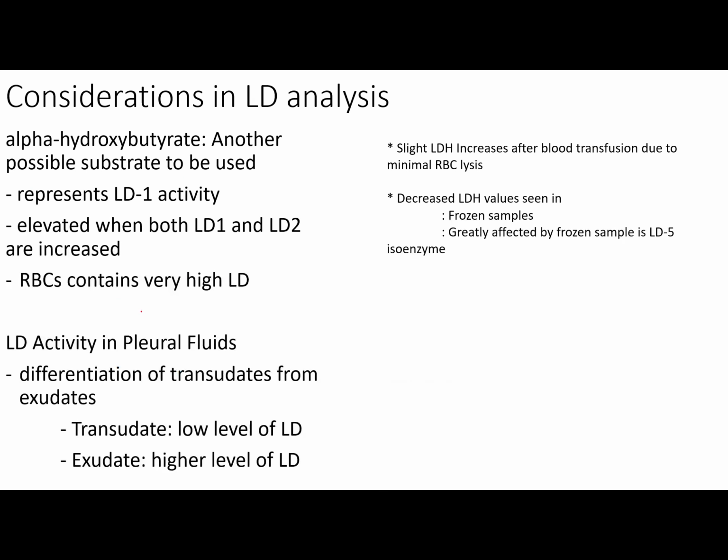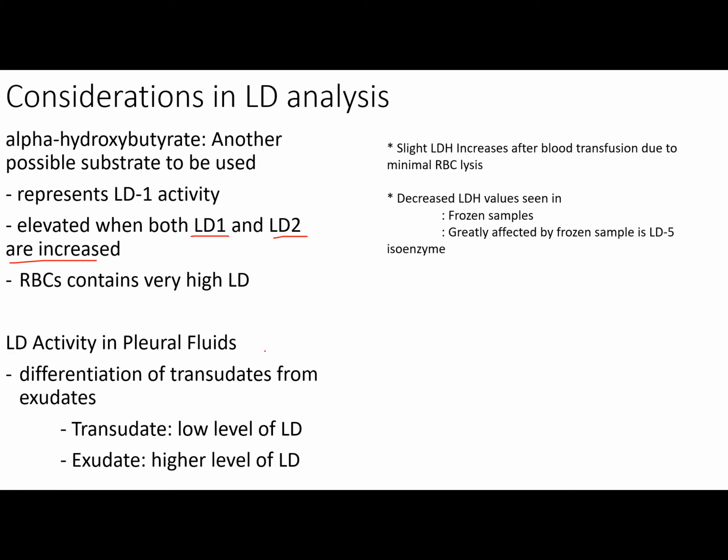Now, what are the considerations in LDH analysis, class? So, take note of this. Yung substance, alpha hydroxybutyrate, is another substrate that could be used, class. So, alpha hydroxybutyrate could also be used. It represents LD1 activity, elevated when both LD1 and LD2 are increased. RBCs would contain very high LD.